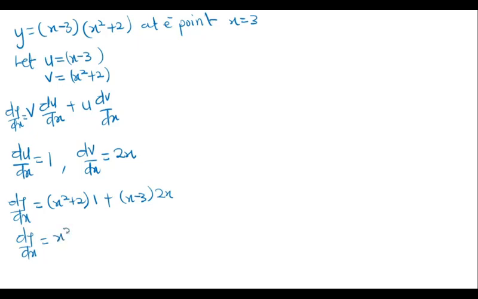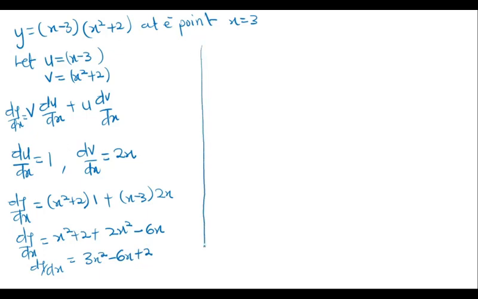So we have x squared plus 2, plus this will give us 2x squared minus 6x. So from there we further say dy/dx is equal to 3x squared minus 6x plus 2. So this is what we get if we differentiate this function.